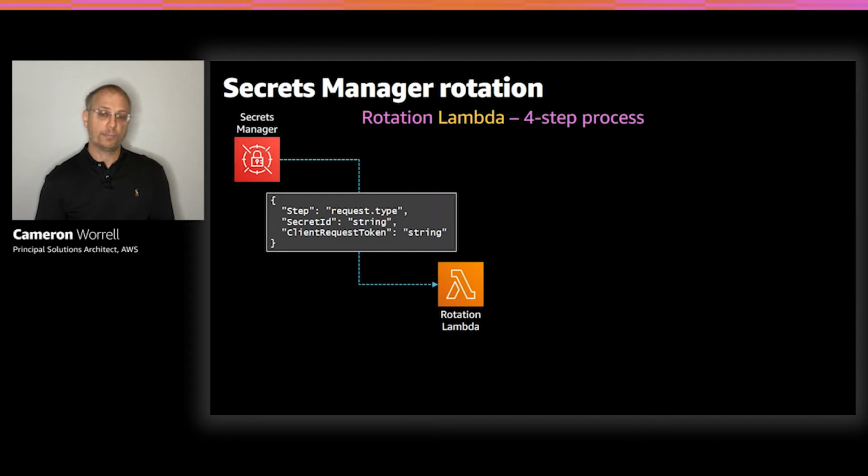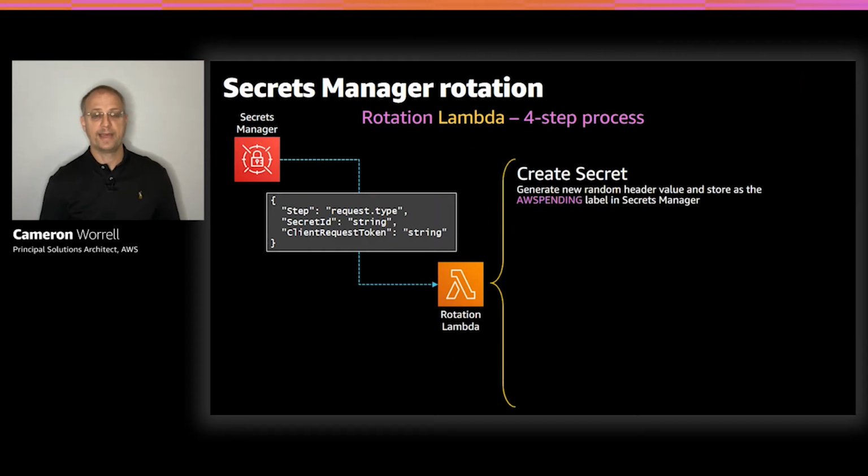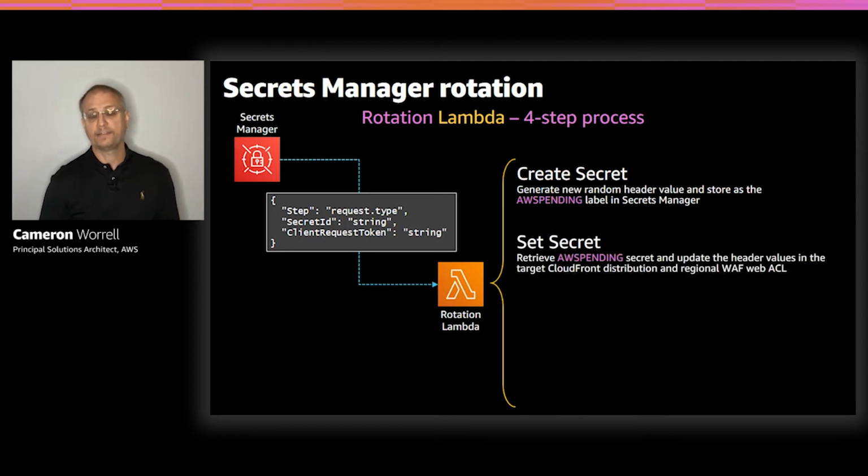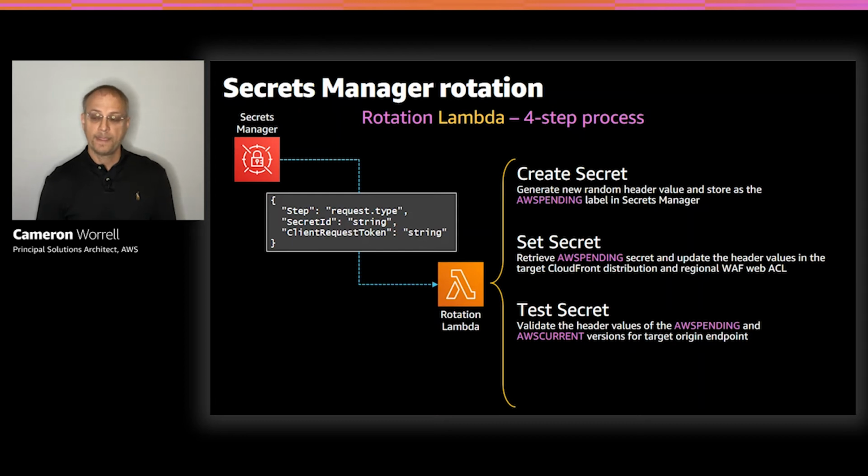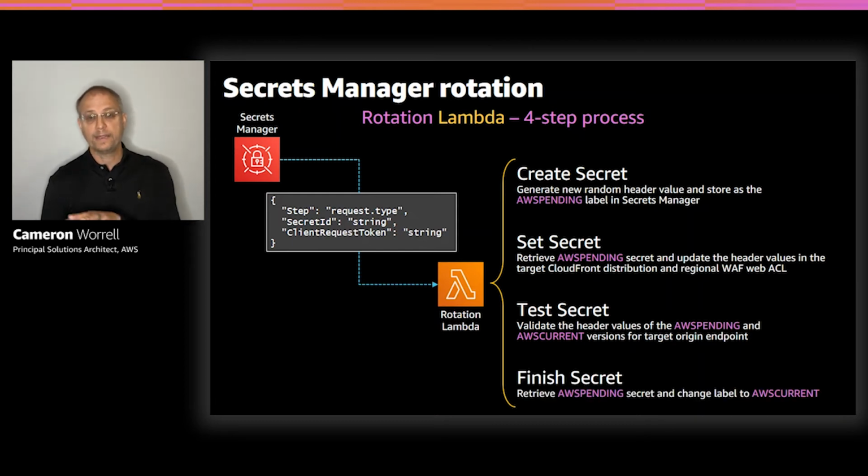So the idea is when Secrets Manager needs to rotate that value, it's going to trigger a rotation Lambda with an event. There are 4 steps that occur inside of that event. You have a create secret, where we generate that random string. Then the Lambda has a set secret. In the case of our verification header, we're setting the secret value both in the CloudFront distribution configuration and in the origin regional WAF deployment.